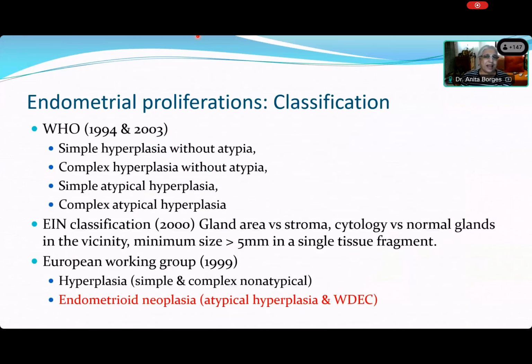Now we have some classifications, and people classify them in different ways. The old WHO classification was simple hyperplasia without atypia, complex hyperplasia, simple atypical hyperplasia, and complex atypical hyperplasia. And then, of course, it all changed. The EIN classification was gland versus stroma ratio, cytology versus normal glands in the vicinity, and a minimum size of greater than 5 millimeters in a single tissue fragment, and so forth. I don't think it is terribly important for you to know all these definitions.